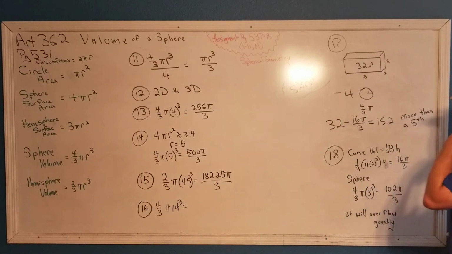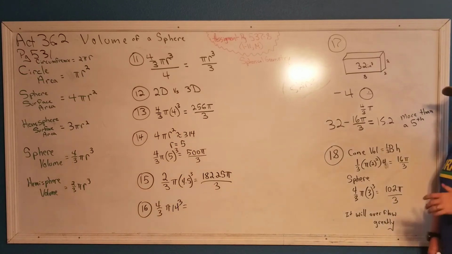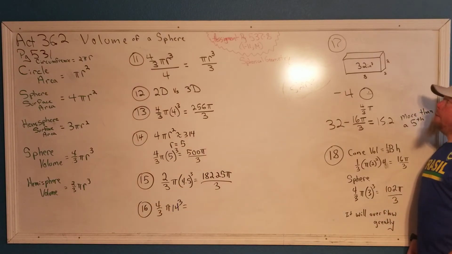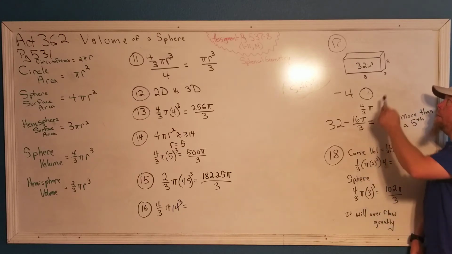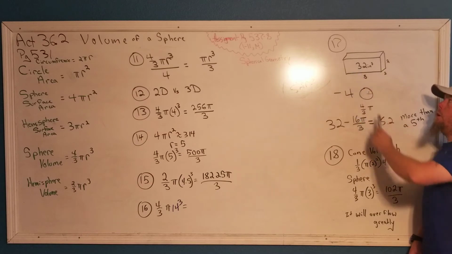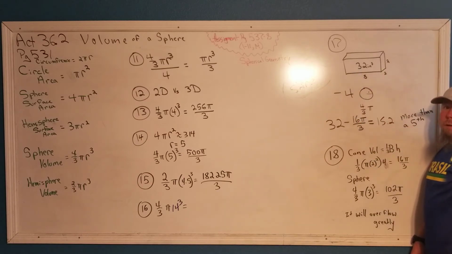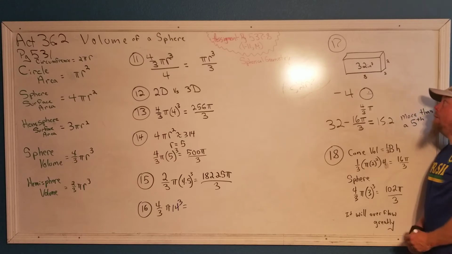Number 17 and 18 I like. They are both applied-ish problems. Number 17 is some golf balls that are stuffed inside of a box. In fact, there's 4 golf balls stuffed inside of a box. The box is 2 by 2 by 8, giving the box a volume of 32. Remember, volume for a box would be length times width times height, or base times height, capital B.